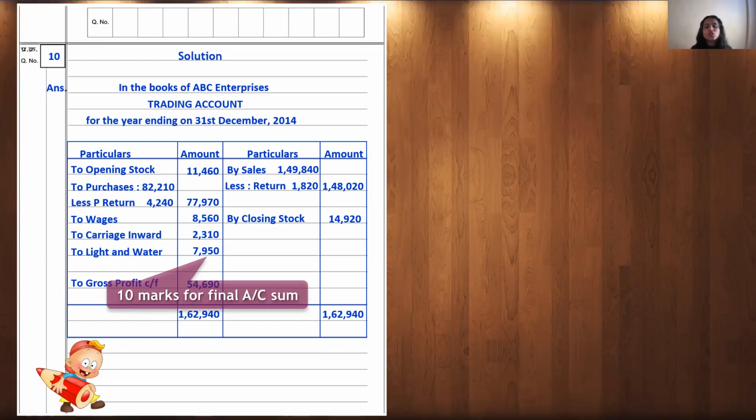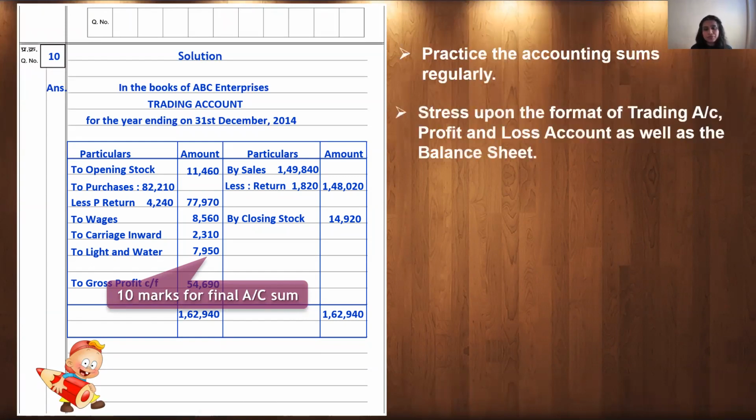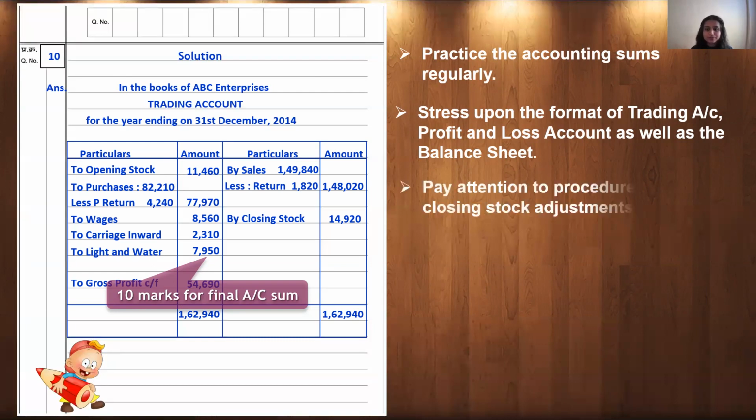So it is highly scoring, students. Make sure you practice your accounting sums regularly. Stress upon the format of trading, profit and loss, as well as your balance sheet. They have different formats, so please make sure that you are well versed with the format, because it has been noticed by the board that many students tend to mess up the format of the accounting sums. They tend to create their own format, which is not advisable, honestly. So please stick to the format that is given in your textbook.